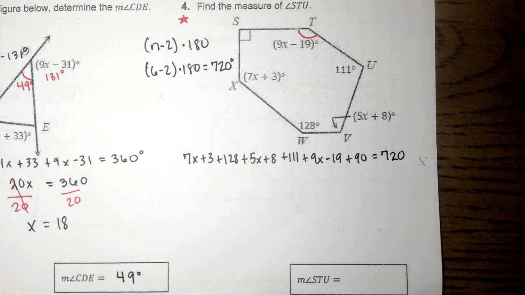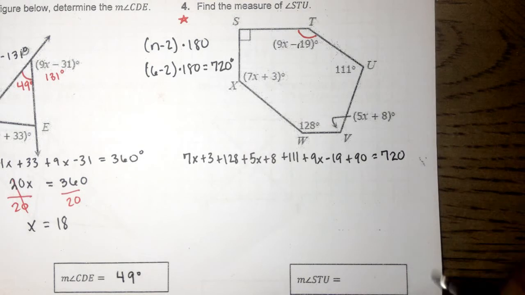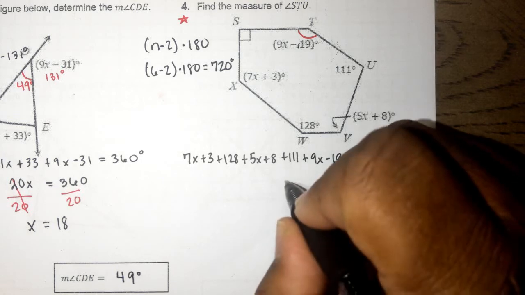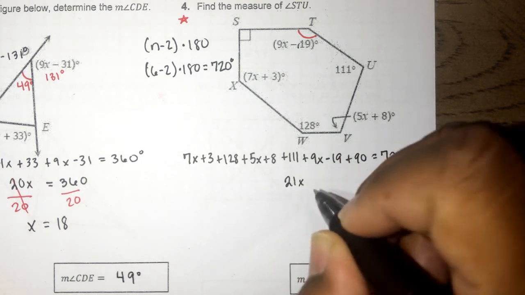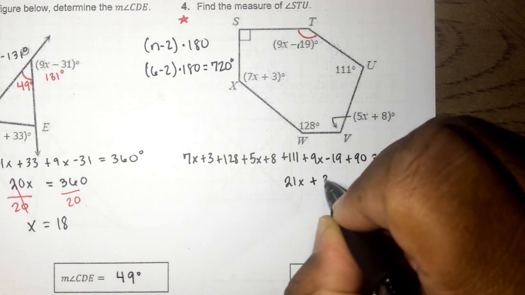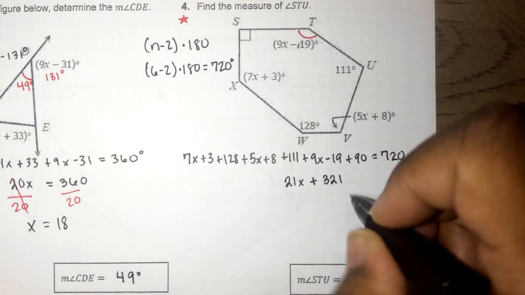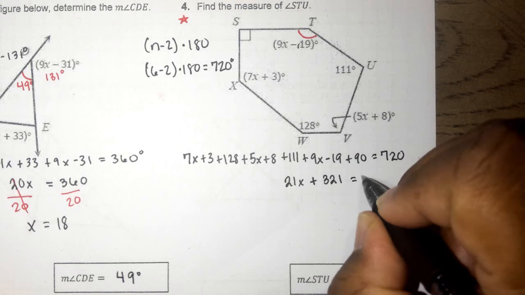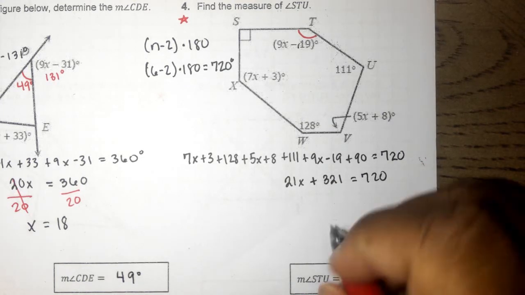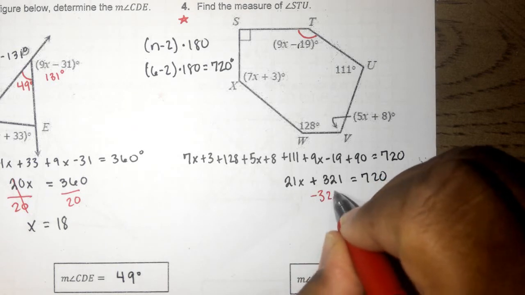And then we need to solve that for x and then plug back into this. And solve and combine like terms. When you combine all your x's, you'll get 21x. And then plus 321 when you combine all your numbers equals 720. Subtract 321.